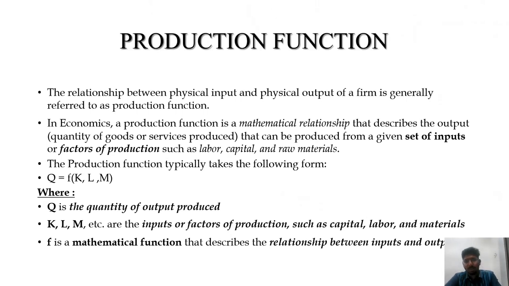So the production function typically takes the following form: Q = f(K, L, M). Q is the quantity of output produced, K, L, M, etc. are the inputs or the factors of production such as capital, labor and materials, as already mentioned earlier. F is a mathematical function that describes the relationship between inputs and outputs.